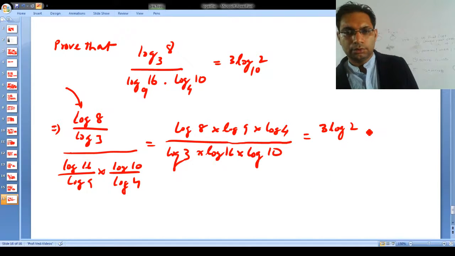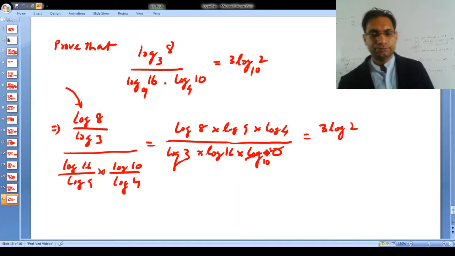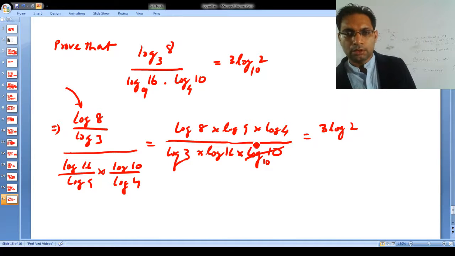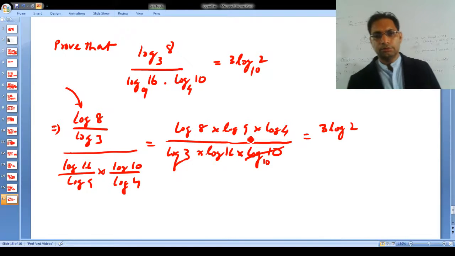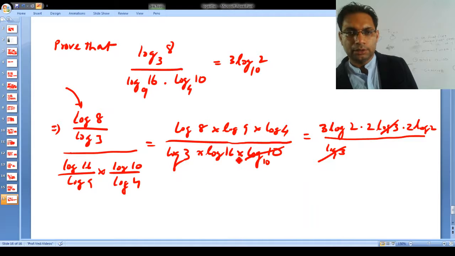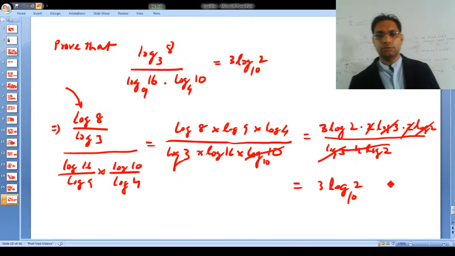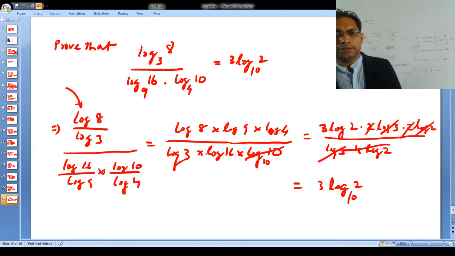Okay, so what's the deal? The deal is that log 10 to the base 10 is already 1. It's gone out of the picture. Now there is log 9. Log 9 we can write as 3 square, so this will become 2 log 3, and log 4 will become 2 log 2. No problem. Log 3 is already there, so log 3 cancels. Log 16 is 4 log 2, so 4 cancels and log 2 also cancels. So there is nothing left actually, everything gets cancelled and we say that this is 3 log to the base 10 of 2. See, this one was hardly difficult.